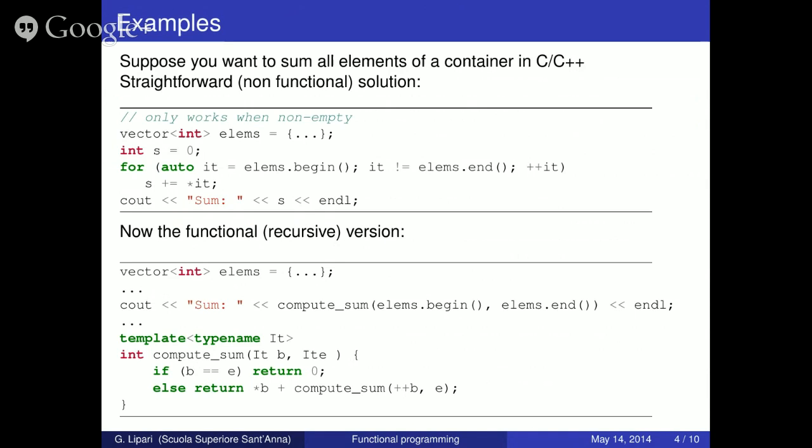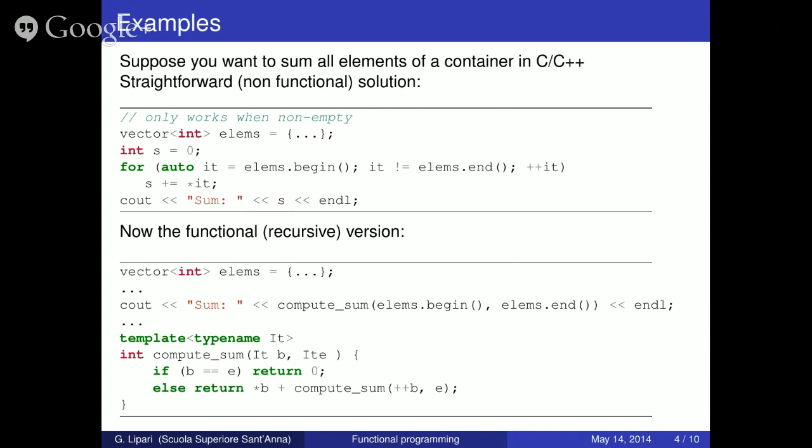So, a very, very simple example. Suppose you want to sum all elements of a container in C++, for example, a vector. Typically, the C-like way of doing it is you define a variable S, then you go through the vector and you sum all the elements into S. And then you print the sum. So here it is non-functional because we are using a variable, S. The variable is a state. The state is modified inside a loop.